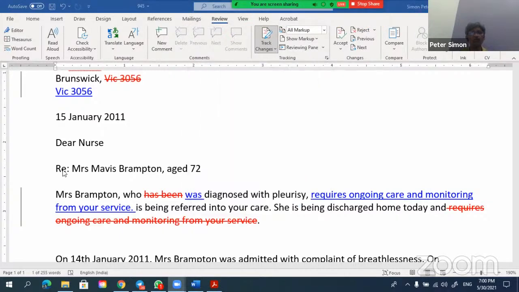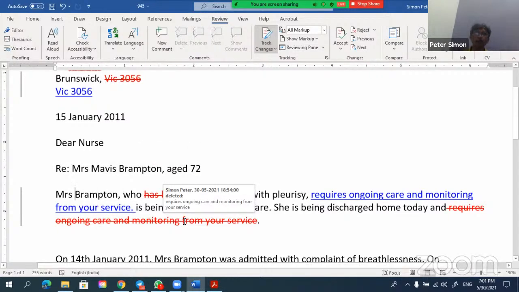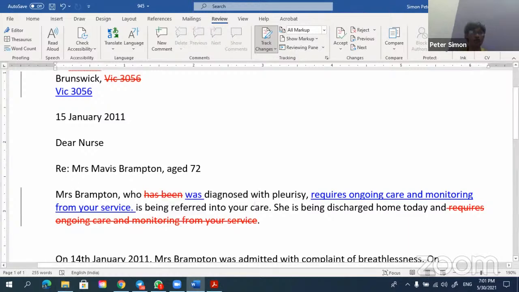Not compulsory, because you have already put here Mavis Brampton. You can put Mrs. Mavis Brampton here, no problem. Even if you don't put it, it's okay, because in the subject line only you have written regarding Mrs. Mavis Brampton. So there is only one Mrs. Brampton here. There may be Miss Brampton, that is different. Mr. Brampton, that is different.